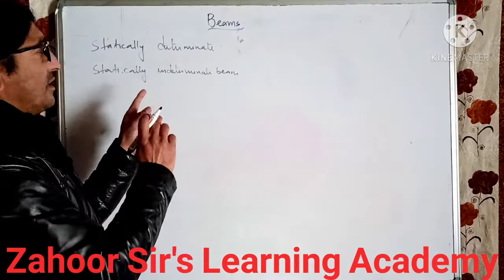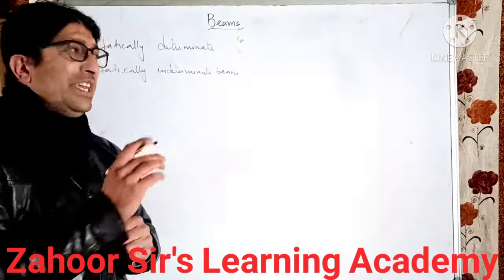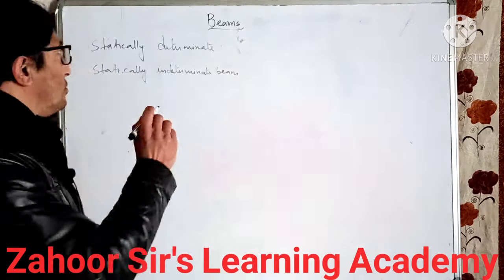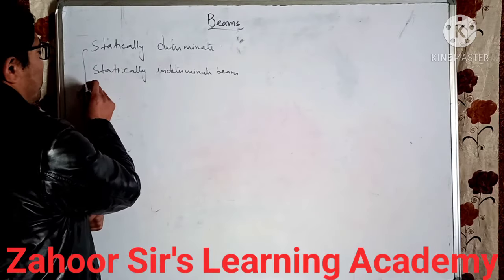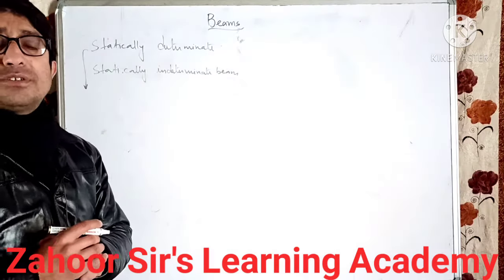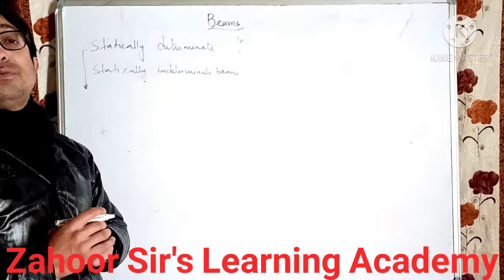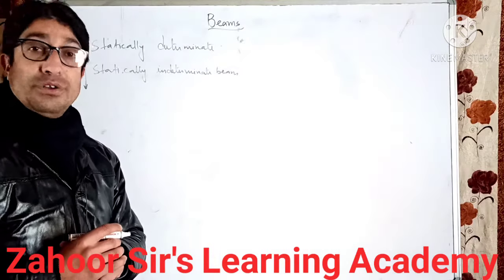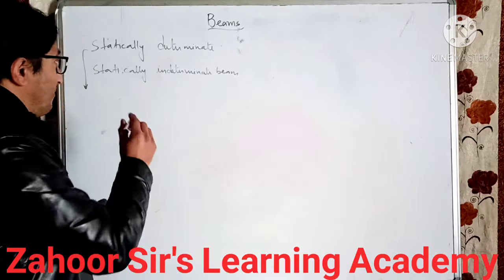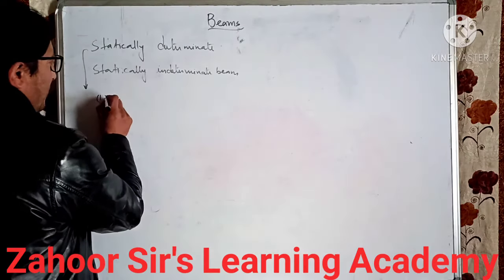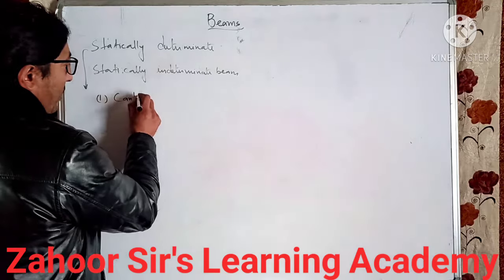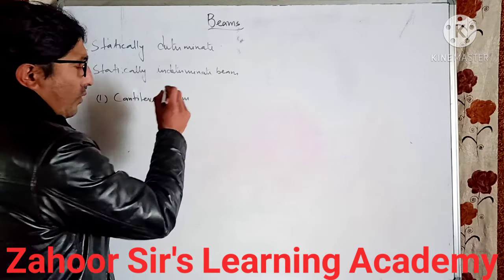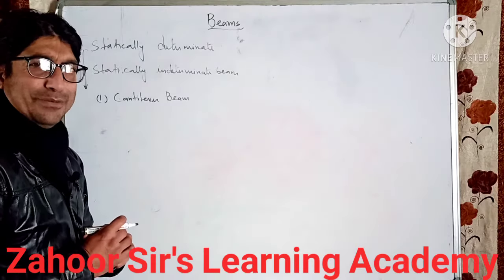Now, as I said, there are two major classifications, and each classification has its own types. So let's first look at the statically determinate beams, the various beams which we can analyze and evaluate on the basis of reactions. The first one is the cantilever beam. What is a cantilever beam?